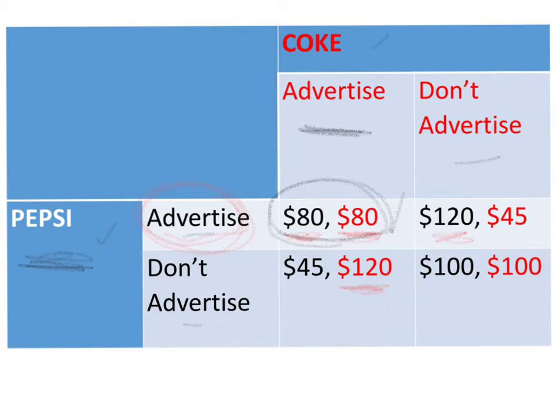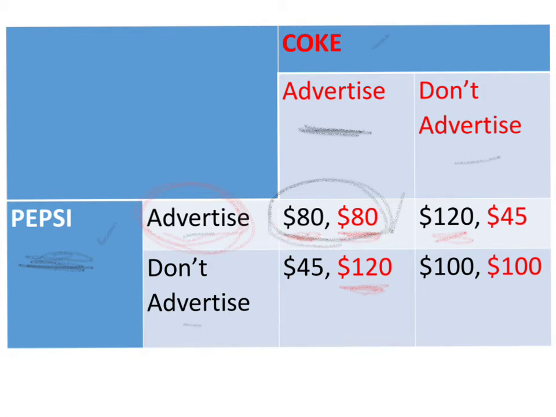The 80 that Pepsi will get from advertising, as long as Coke is advertising, they're not going to deviate and choose 45. And the same thing with Coke, right? If Pepsi is going to advertise, Coke is either going to get 80 or 45. It's not going to deviate, okay? So this is a stable Nash equilibrium. We know it's a Nash because no one has an incentive to choose their alternative choice. Both players are playing their best response.